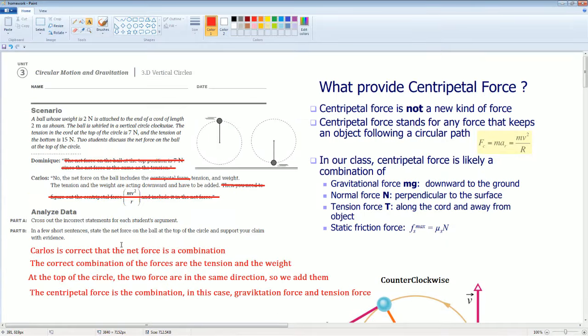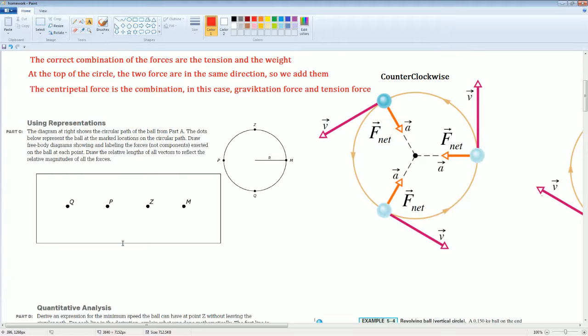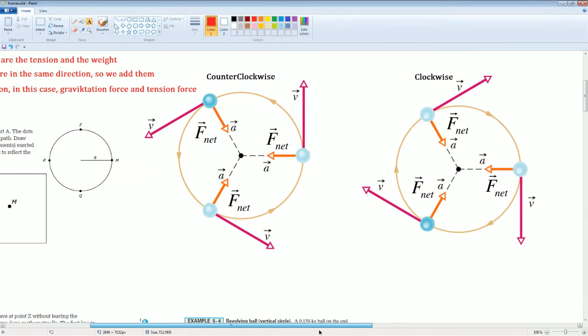Good. Next, using this diagram, show the circular path of the ball. The dots represent the locations. Draw the free body diagram, labeling the forces exerted on the ball at each point. Draw the relative length of all vectors, so make sure the lengths are correct. All right, so what I have here are some notes.